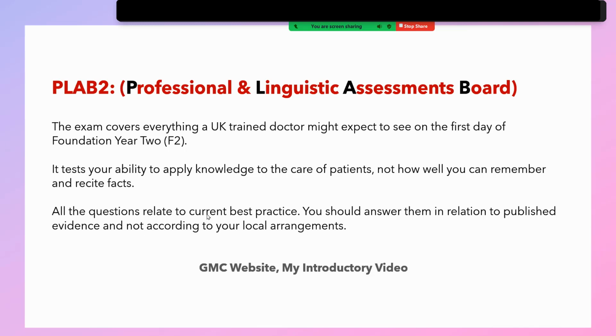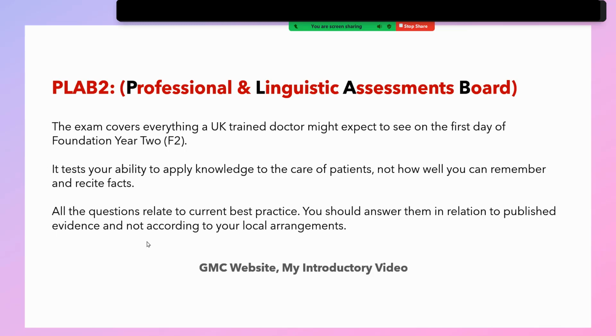All the questions relate to current best practice. You should answer them in relation to published evidence and not according to your local arrangements. So, when you make a management plan, it should be based on the NICE guidelines. NICE guidelines are the guidelines which are followed here in the UK. You are not going to follow the guidelines in your home country, okay? Not the guidelines in your home country, the NICE guidelines, okay?